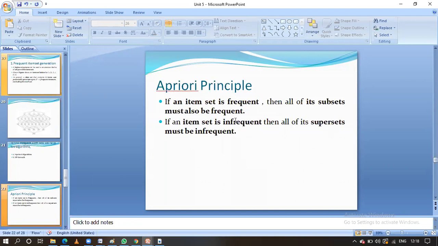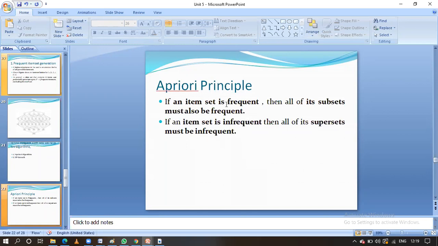The second one relates to the elimination process. Here the main thing in the Apriori principle is we are going to find the frequent item sets, right? Coming to the elimination process, if the item set is infrequent, infrequent means that it is not repeated frequently, then all its supersets must be infrequent. These are the two principles, guys.